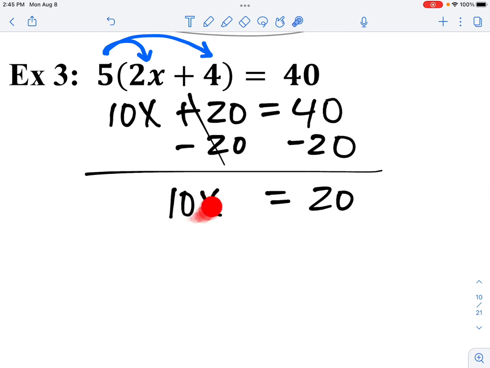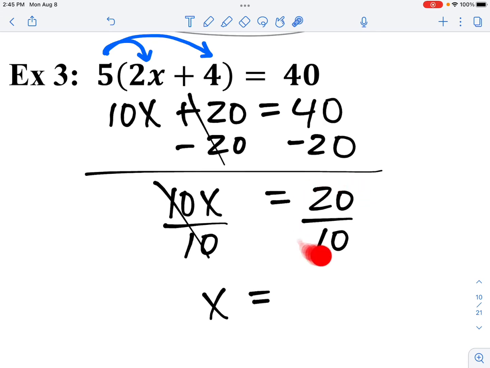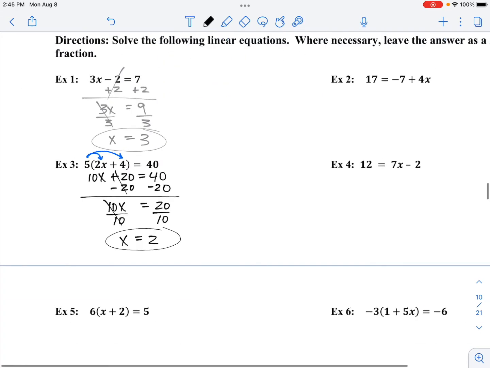10 is being multiplied by x. What's the opposite of multiply? Divide. Whatever I do to one side, I have to do to the other. Those 10s cancel, and I'm just left with x on this side, and 20 divided by 10 is 2, and there's my answer. Let's do one more.